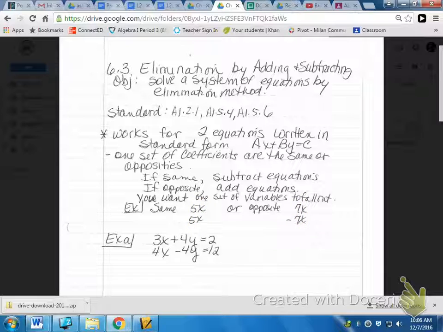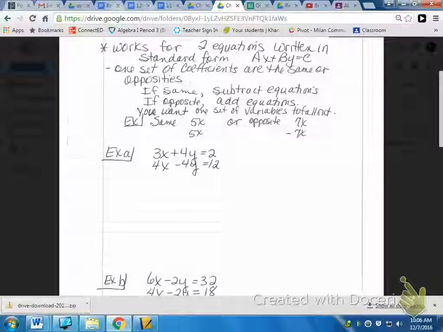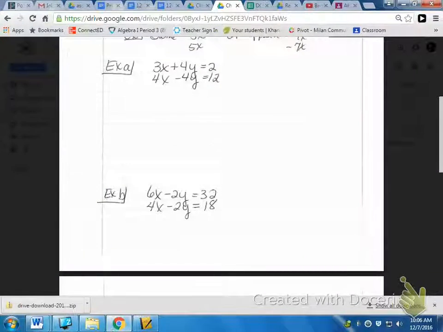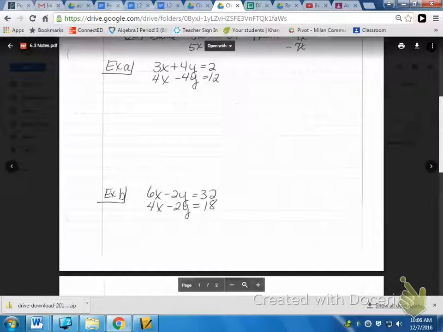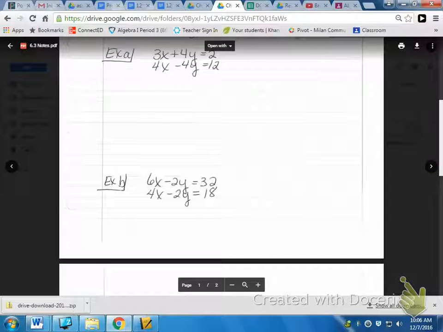All right, so let's look at example A. The system is 3x plus 4y equals 2, and 4x minus 4y equals 12. We're looking for coefficients that have the same or opposite number, and I think you'll see that the y's happen to be opposites. So guess what you get to do? They're opposites. We're going to add that system just like this.